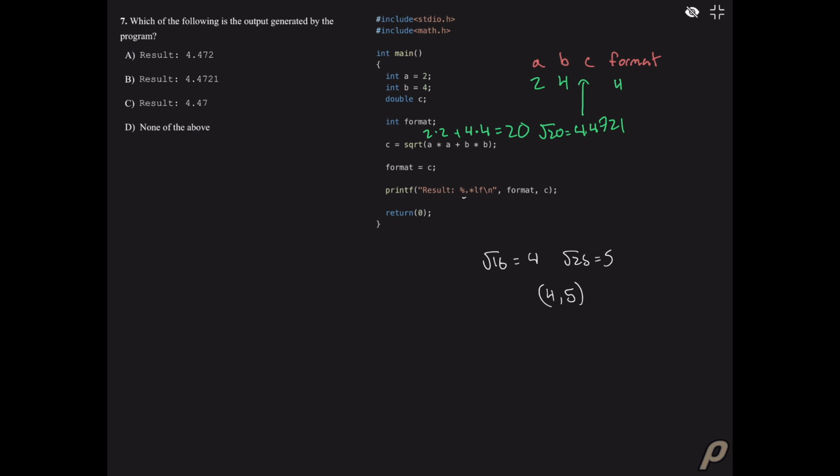It is not 4.4721 because it is just an integer. It is not a double. So my bad on that, missed that. But that'll help us here because we know that this is a 4. So that means we know that this is going to be 4 decimal places.